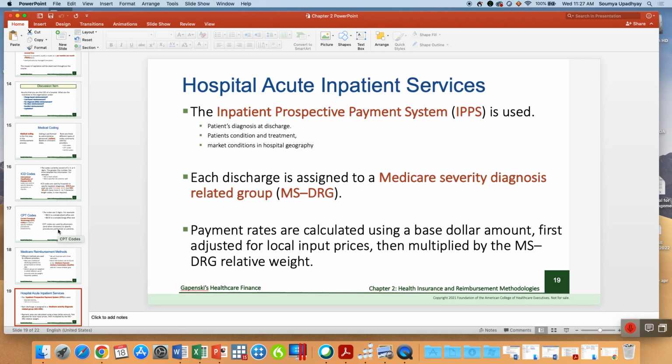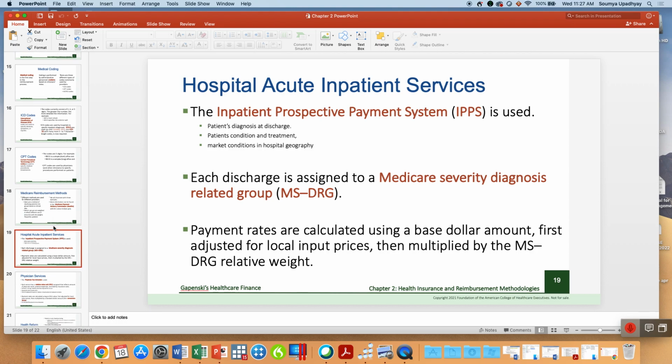Hospital acute inpatient services is the first one. The inpatient prospective payment system is used. Patient's diagnosis at discharge, patient's condition and treatment, and market conditions and hospital geography, all of that are used for the inpatient prospective payment system used by Medicare. Each discharge is assigned to a Medicare severity diagnosis related group, and payment rates are calculated using a base dollar amount, first adjusted for local input prices, and then multiplied by the MS-DRG relative weight.